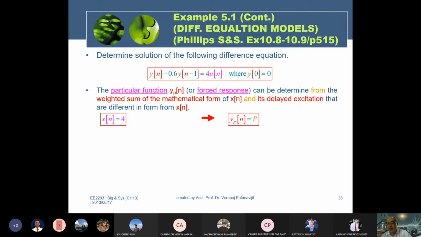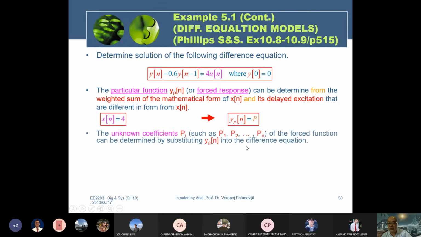The particular solution yp, or the forced response, can be determined from the weighted sum of the mathematical form of xn and its delayed excitation that are different in the form of xn. Yeah, it's 4. It's constant, right? It's 4un, or for time greater than 0 it is equal to 4, or constant. You set it to be the constant p.